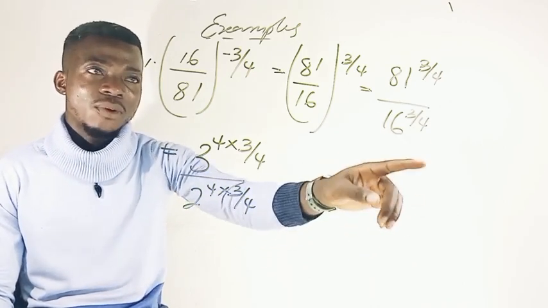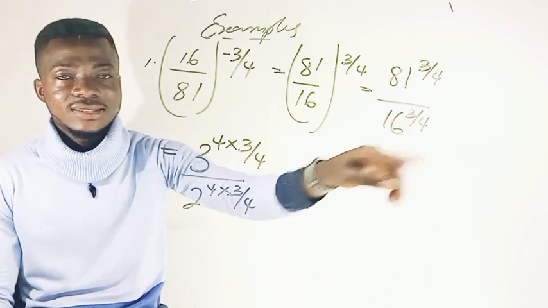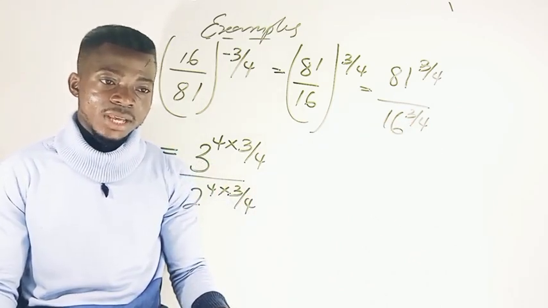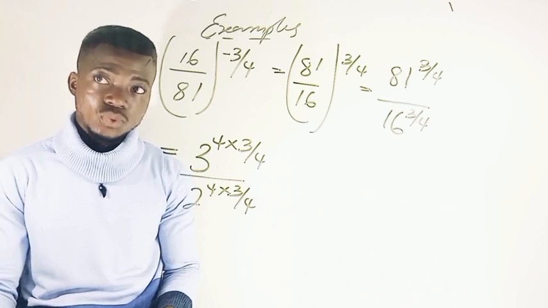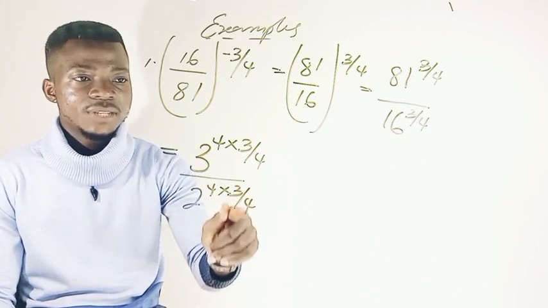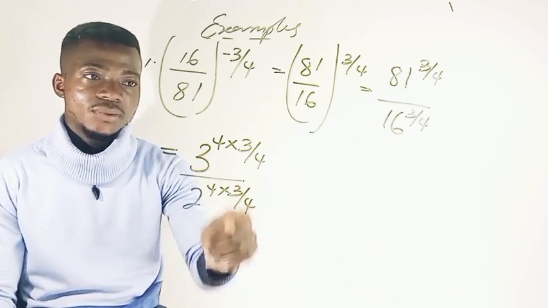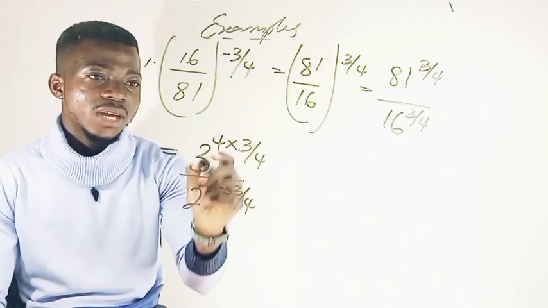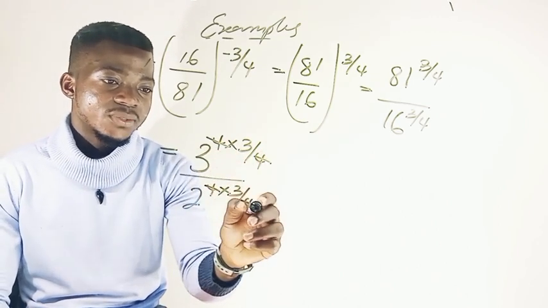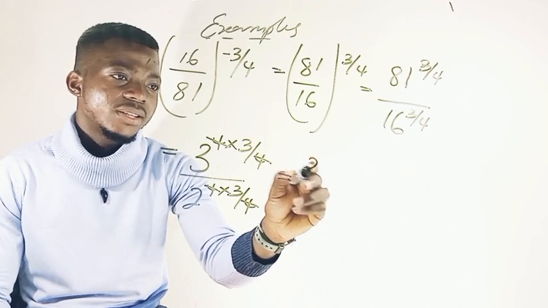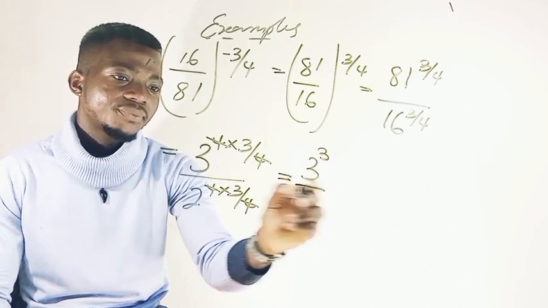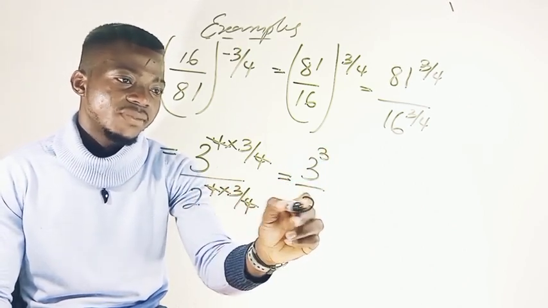Okay, but then I don't want it that way because I want something that can cancel out the 4. That's the reason why I use 2 instead. And here too, I made it 3 exponent 4, so that the 4 can cancel out. So now let's do that. This 4 cancels, this 4 cancels that. Now we are left with 3 exponent 3 over 2 exponent 3.